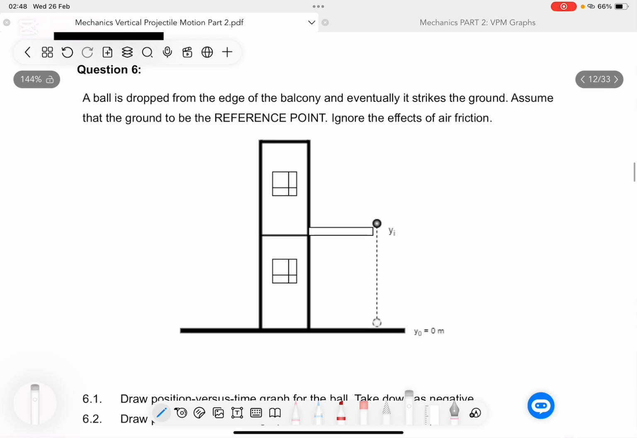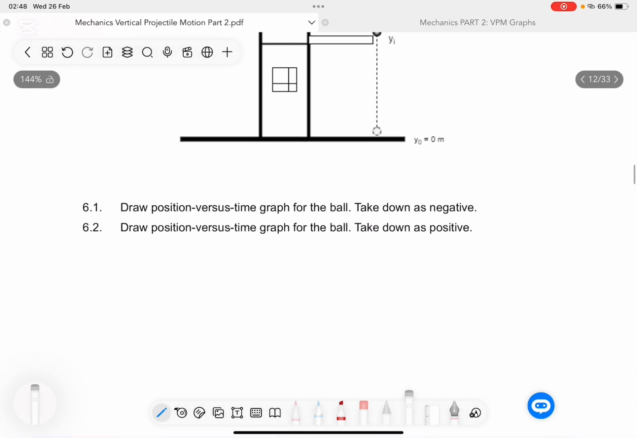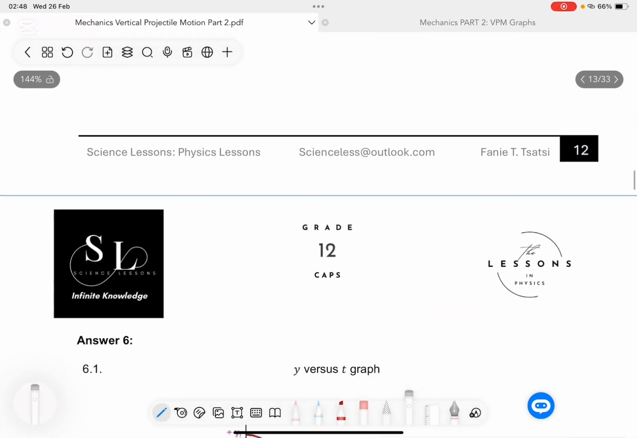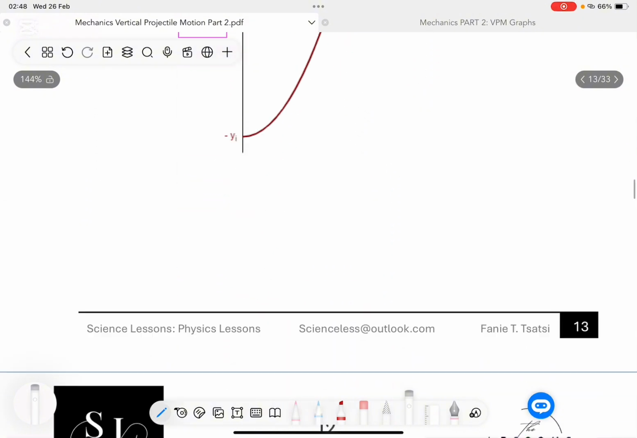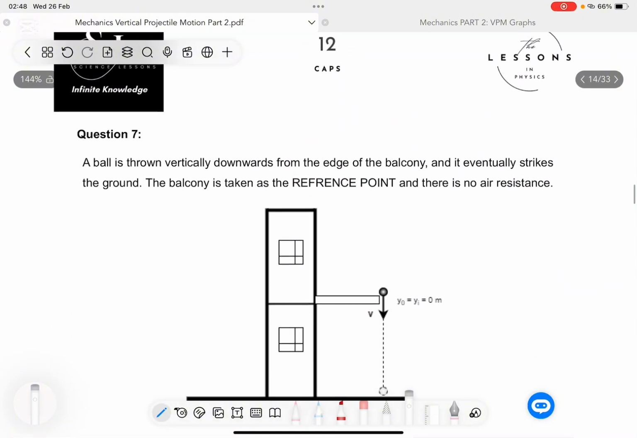Question 6 is the same situation that we did in the previous question, but we changed the reference frame now. We say the ground is the reference frame. Again, I'll leave this to you. I think you see the pattern now. It will be nice for you to practice on your own. The answers are also here on the study guide.